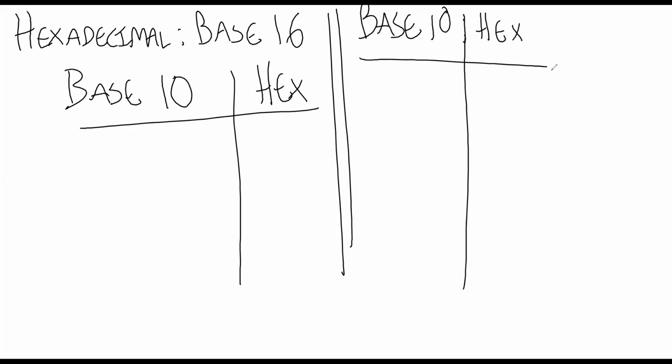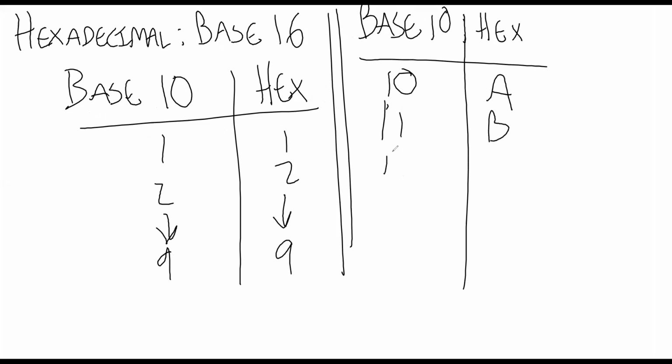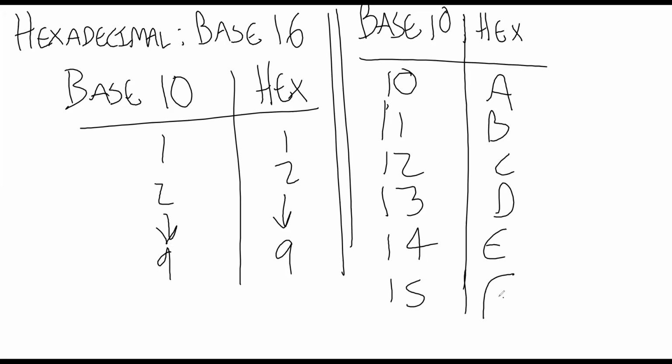So 1 is 1, 2 is 2, so on and so forth. 9 is 9. All those are the same. It gets strange when we get into the large numbers. So 10, that's the first one I need to squeeze into one digit. That's an A. 11 is B, 12 is C, 13 is D, 14 is E, 15 is F. So if I want to say 15 in hexadecimal, I say F. What if I want to say 12 in hexadecimal? I say C.